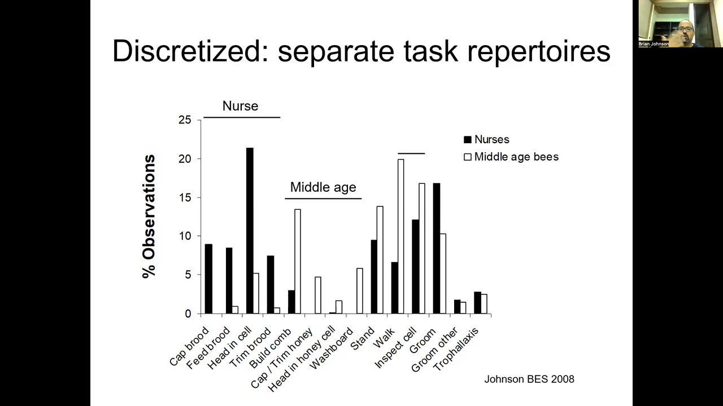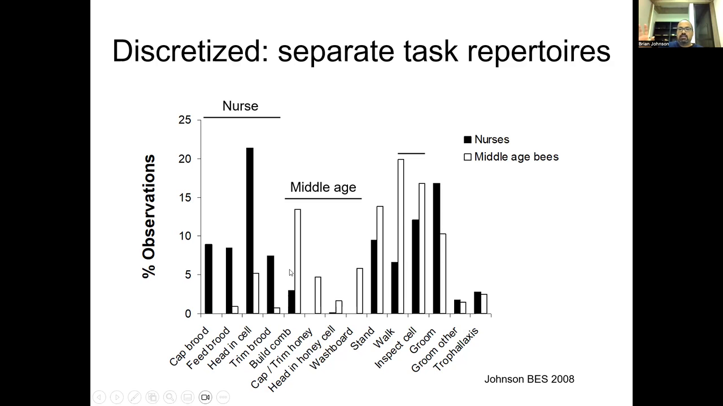Same thing with unloading honey. You can't actually see what they're doing in that cell. They could be drinking the honey, or they could be unloading more honey into that honey cell. But what you can't misidentify is capping a brood cell. In order to cap a brood cell, you have to be sure that the larva inside has completed development and is ready to pupate, right? So that's a decision that a nurse has to make. A nurse has to go inside the cell, sense what state the larva is in, sense that the larva is ready to be capped, and then cap it, right? And you never see middle-aged bees doing that.